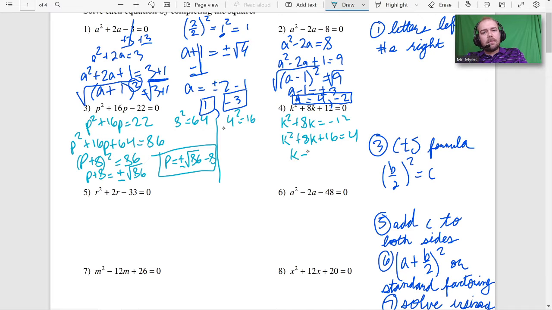Then I do k plus 4 squared equals 4. Square root of both sides. The square root of 4 is 2, so I get plus or minus 2. Okay, so I'm going to have to subtract 4 from both sides. So this is going to be 2 minus 4 is negative 2. Then if I subtract 4 from negative 2, so negative 2, right, plus or minus 2, negative 2 minus 4 is negative 6. Okie dokie. That's it for that one.